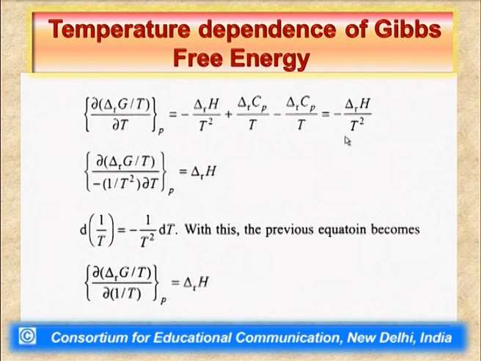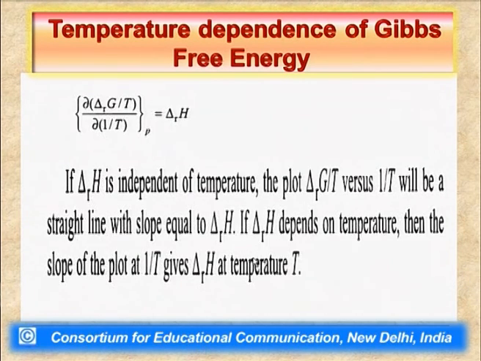Now, we can rearrange it. We can take this minus 1 by T square to the denominator of the left hand side, and we need to understand that the differential of 1 by T is equal to minus 1 by T square dT. So, in this equation, instead of minus 1 by T square dT, you can write del of 1 by T. So, del of delta RG by T by del of 1 by T is equal to delta RH. This is the other form of the Gibbs-Helmholtz equation.